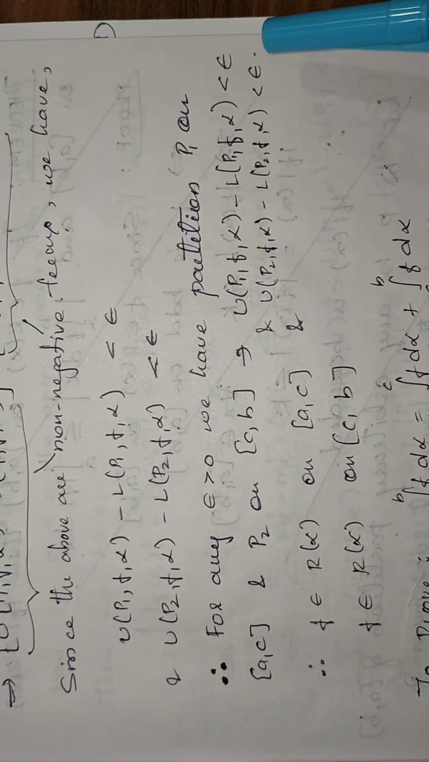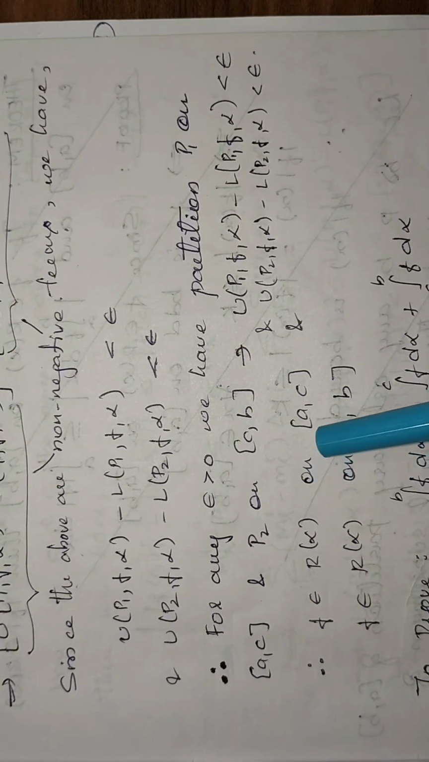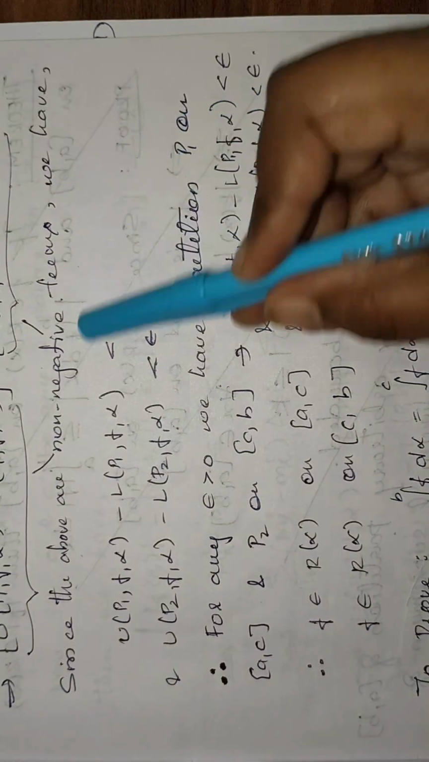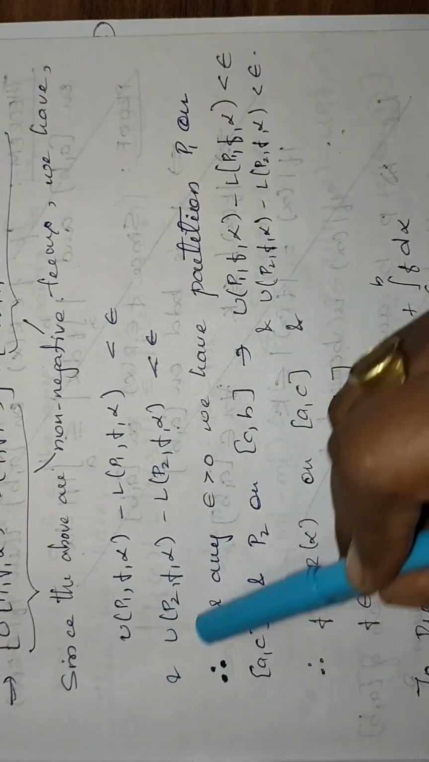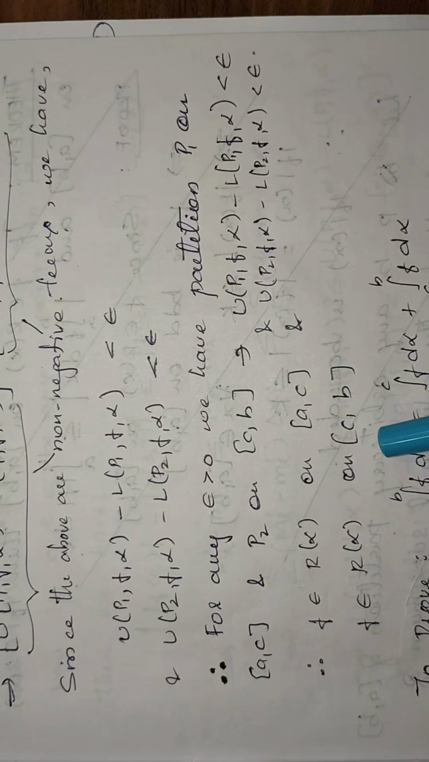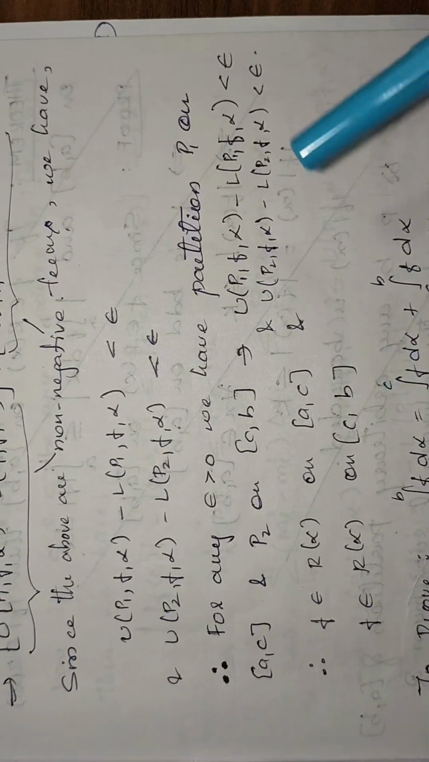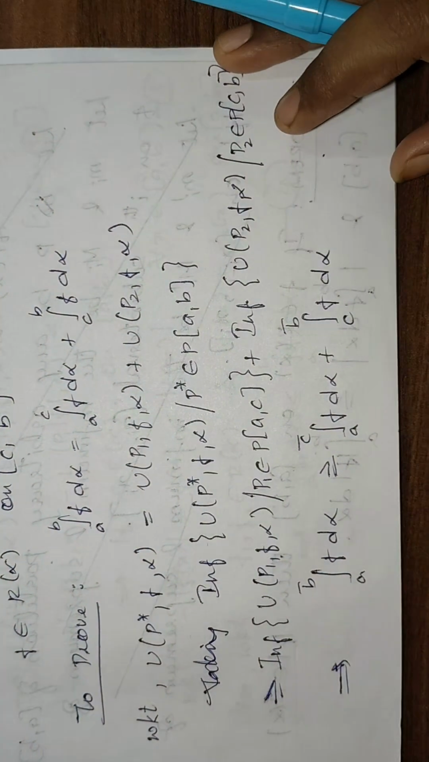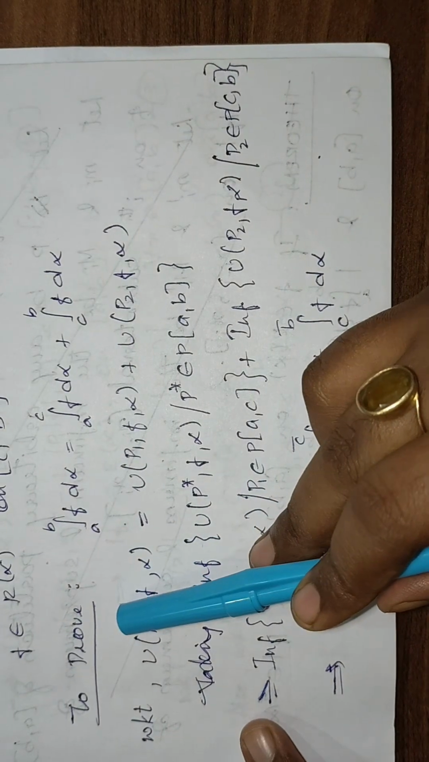Okay, so at last we have proved that f belongs to R of alpha on closed interval AC and on closed interval CB. See, actually this is the condition of integrability. So using that, we have proved f belongs to R of alpha on closed interval AC as well as on closed interval CB. Okay, this is all about the first part of the theorem, and we are still left with the second part. Okay, see, this is the second part.